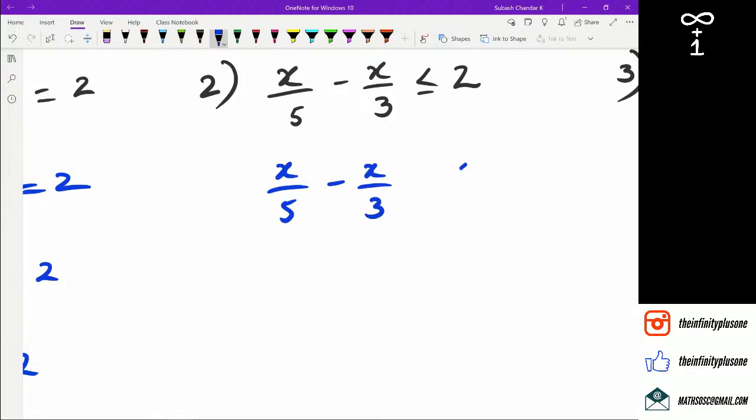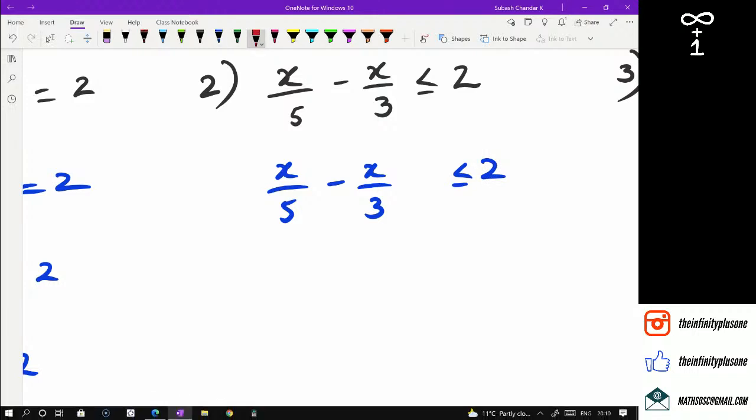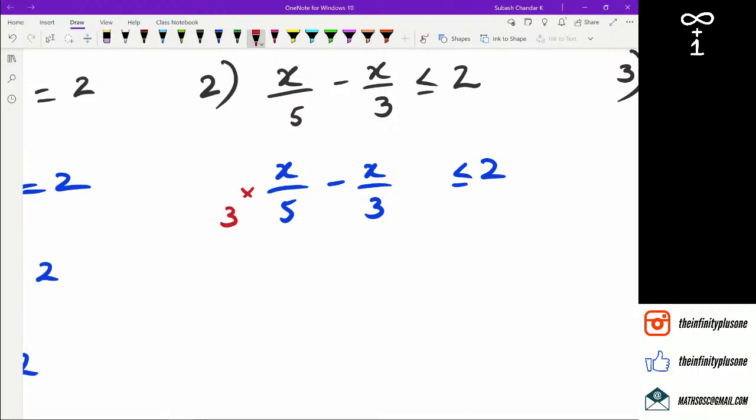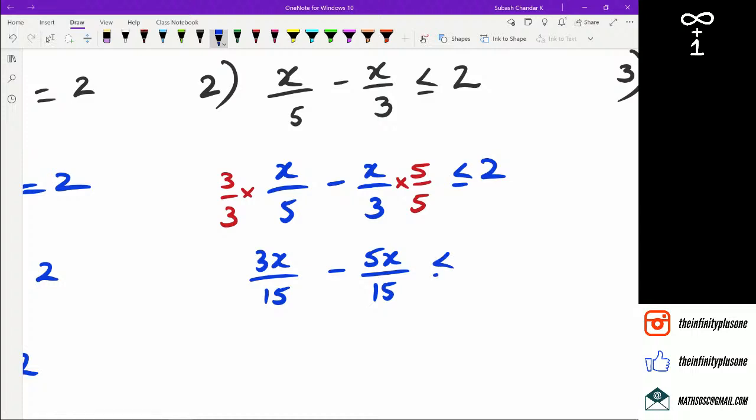So I'm just going to space this out a little bit. And what I'm going to do is multiply the denominator by 3 and the numerator by 3. And for the x over 3, I'm going to multiply the denominator by 5 and the numerator by 5. The next part after that is I need to simplify those fractions. So I've got 3 times x, which is 3x, and then 3 times 5 is 15. Take away 5 times x is 5x, and then 5 times 3 is 15, and all of this is less than 2.